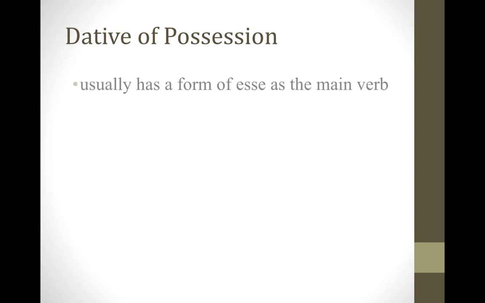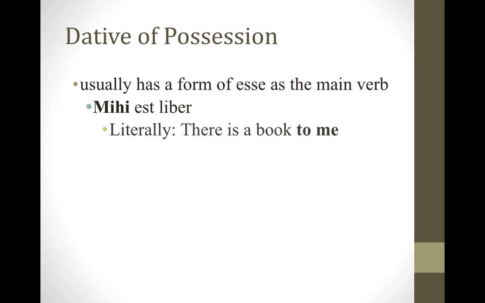We also have dative of possession. Now, we have talked about this before. You probably remember it best when we were passing around the owl from Harry Potter and Bubo es mihi, right? Just a quick reminder, you have to have a form of esse as the main verb in order to use the dative of possession. It most frequently will be happening with a pronoun, again. Like mihi est liber, so literally, there is a book to me.